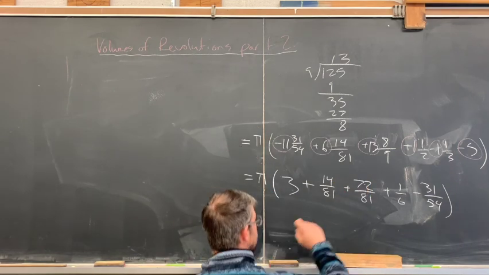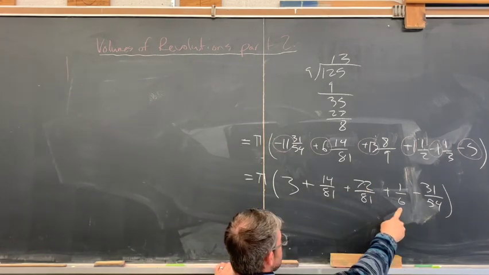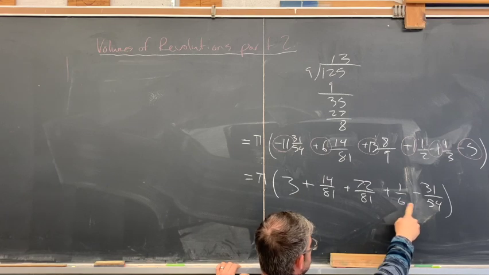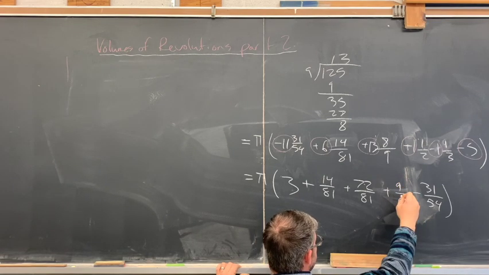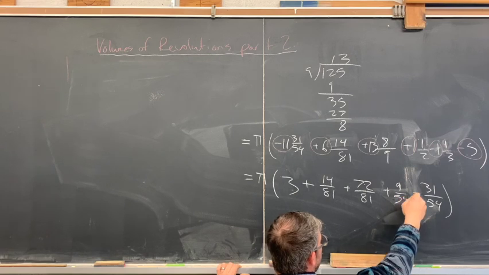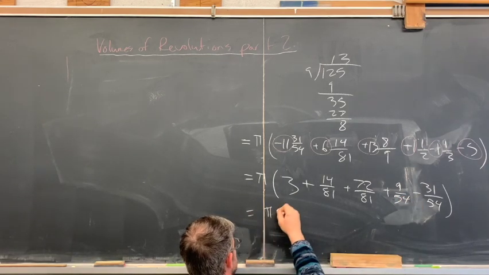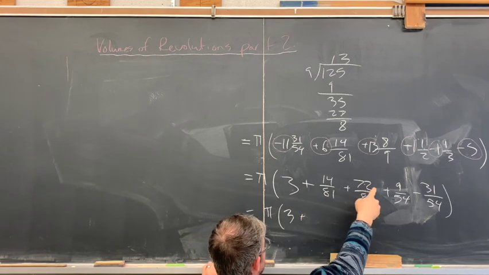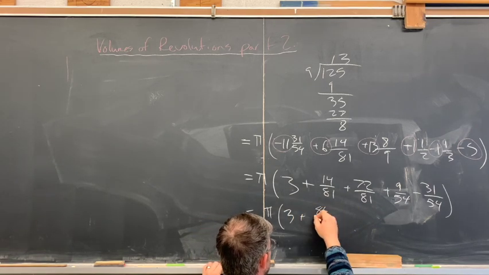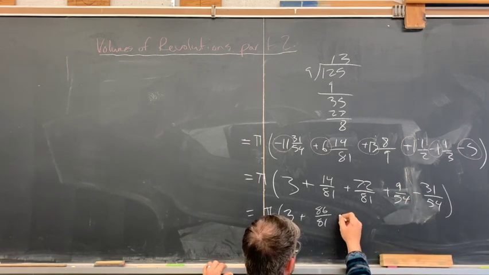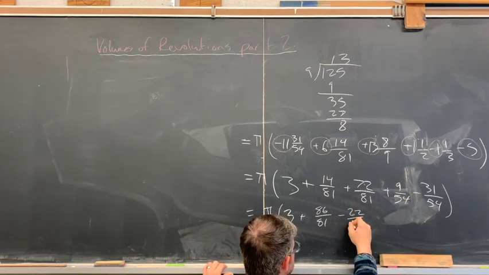So now I'll combine these. I guess I could probably combine these easy enough too. So 6 and 54 is going to be 9, so it's going to be 9/54 minus 31/54. So I'll have pi times 3 plus, I guess that's 86/81. And then 9 minus 31 is going to be minus 22/54.